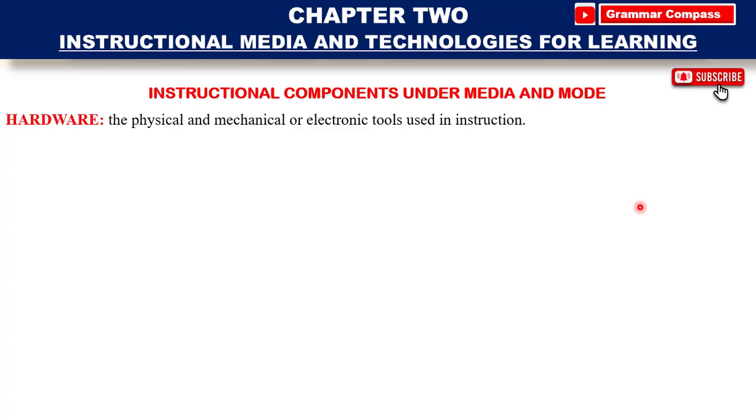Let us look at some components of instructional media that we are going to explore in this course. The first one is hardware. What is the meaning of hardware? These are the physical and mechanical or electronic tools used in instruction. So they are the tangible objects that are used to teach and to learn. For example, computers are tangible. When you take a projector to class, the projector is also considered as a hardware. So examples of the hardware include camera, projector, television, tape recorder. All these things are tangible.